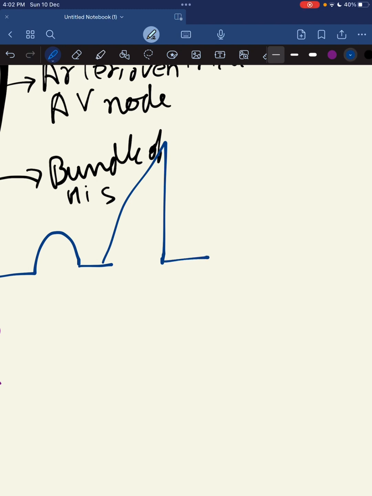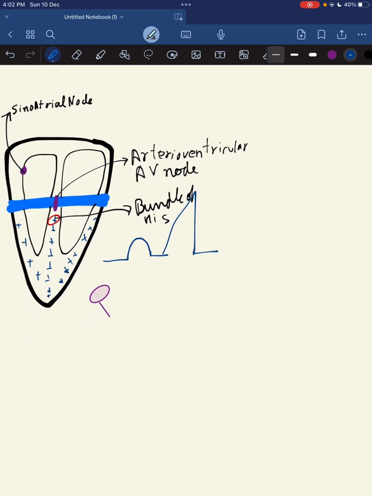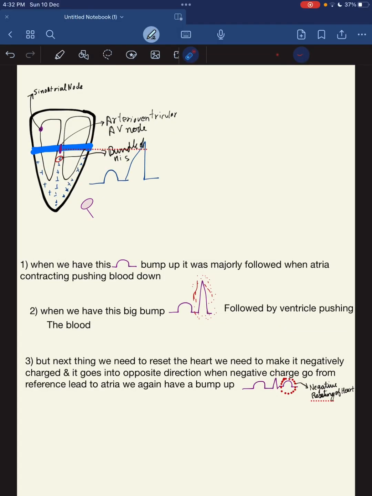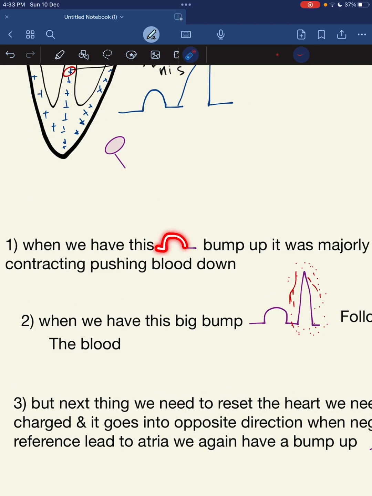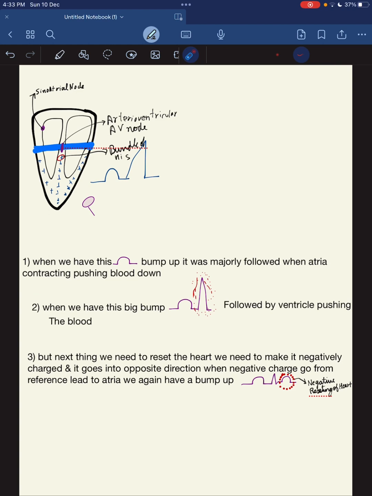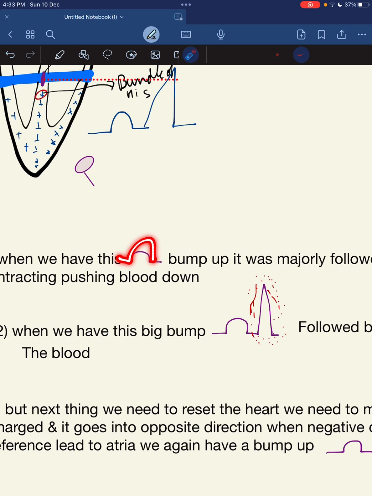So what happens when the whole heart gets depolarized? It contracts, all of it gets positive. When all gets positive, the heart contracts. Now let's take a look at what the different lines or waves on the ECG represent. First, the first bump is followed by the atria contracting and pushing blood down. So the first bump we see on the ECG is atrial contraction, depolarization of the atria through the SA node.